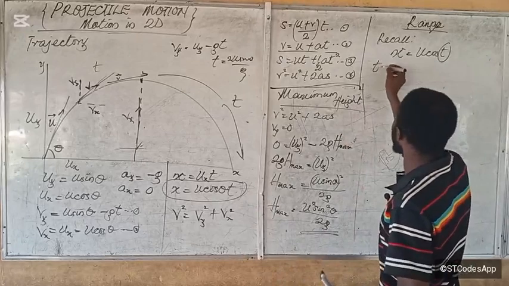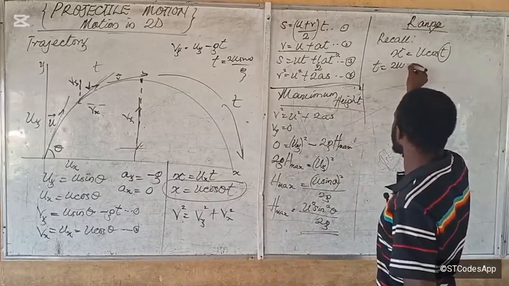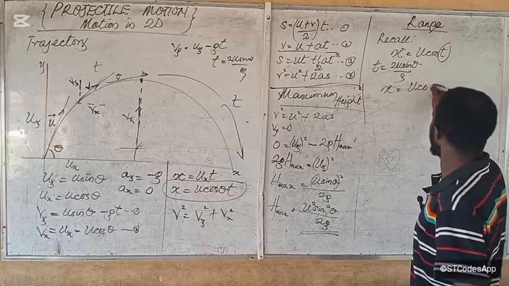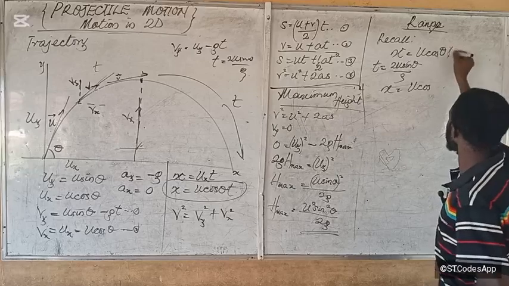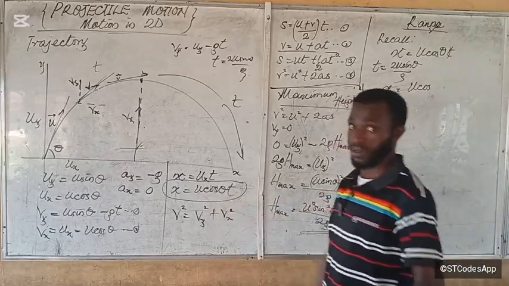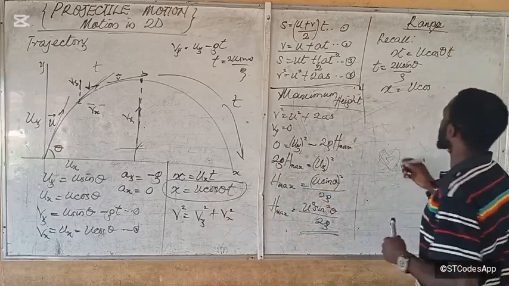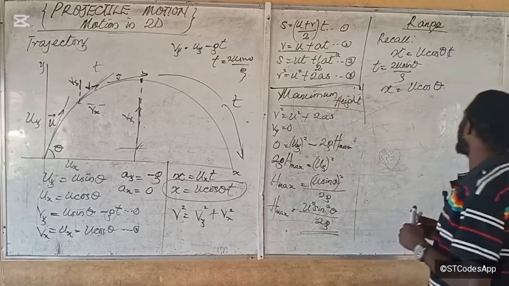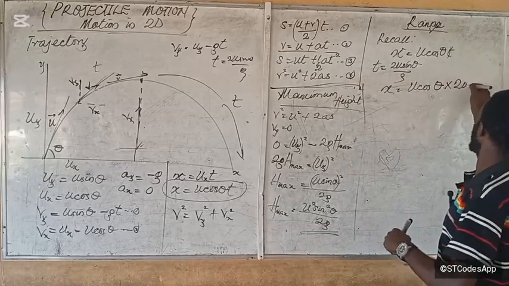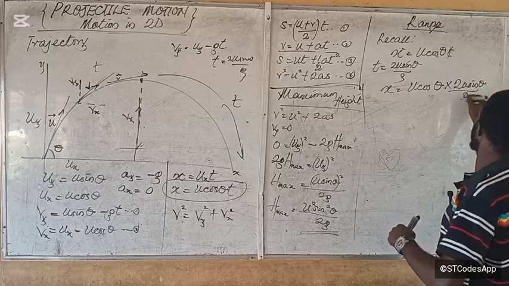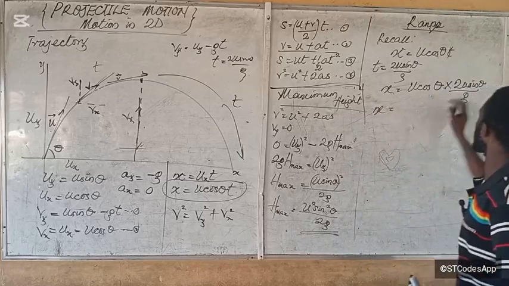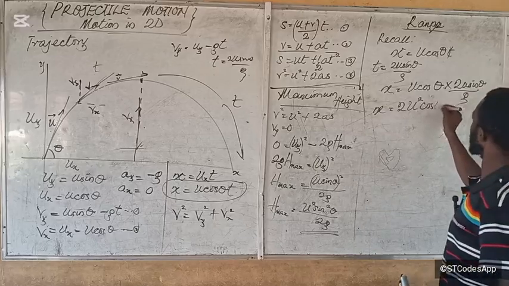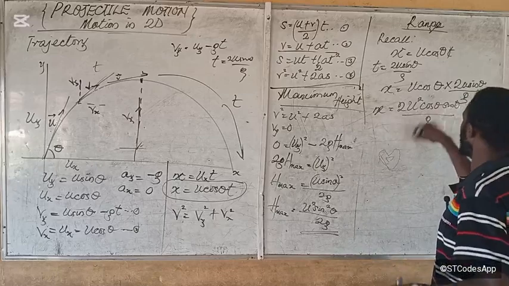So here we have t. Recall that t is also equal to 2u sine theta over g. So if that be the case, then x will be equal to u cos theta times t, multiplied by 2u sine theta over g. Now, our x will be equal to 2u squared cos theta sine theta all over g.